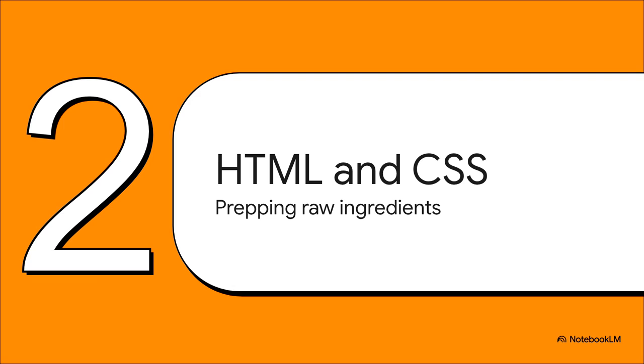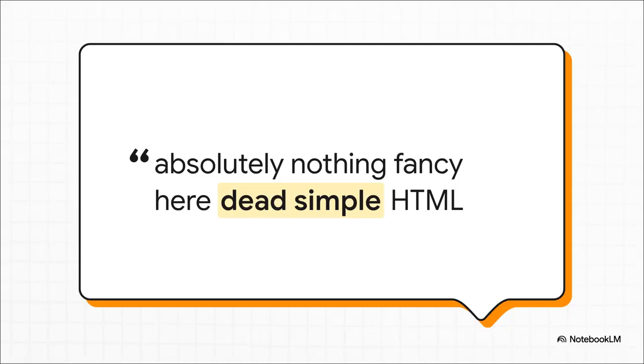Section 2. HTML and CSS foundations, prepping the raw ingredients. Before we even think about touching JavaScript, we need our structural bones. And, as our source notes, there is absolutely nothing fancy here, just dead simple HTML. We're basically looking at a basic container, a div with an ID of content that holds a few paragraph tags. And right underneath that, we've got an anchor tag serving as our button with an ID of show more. That is literally the entire markup.